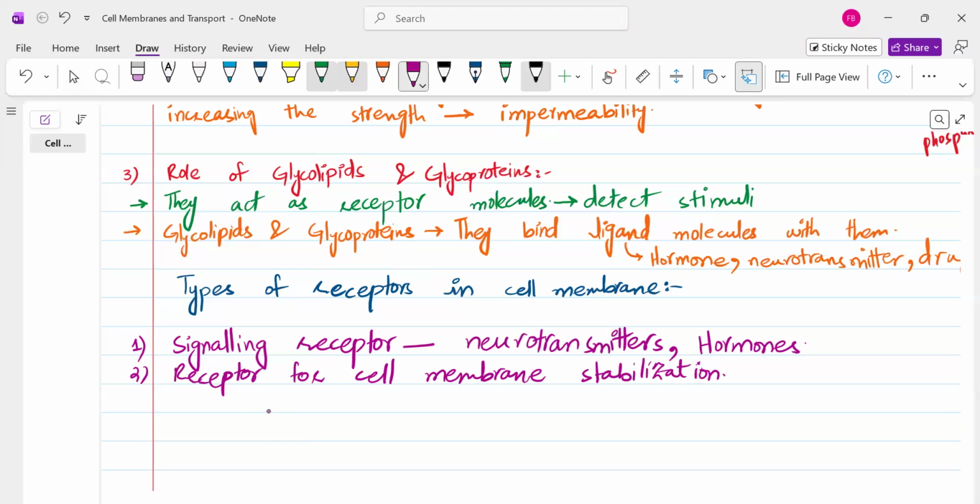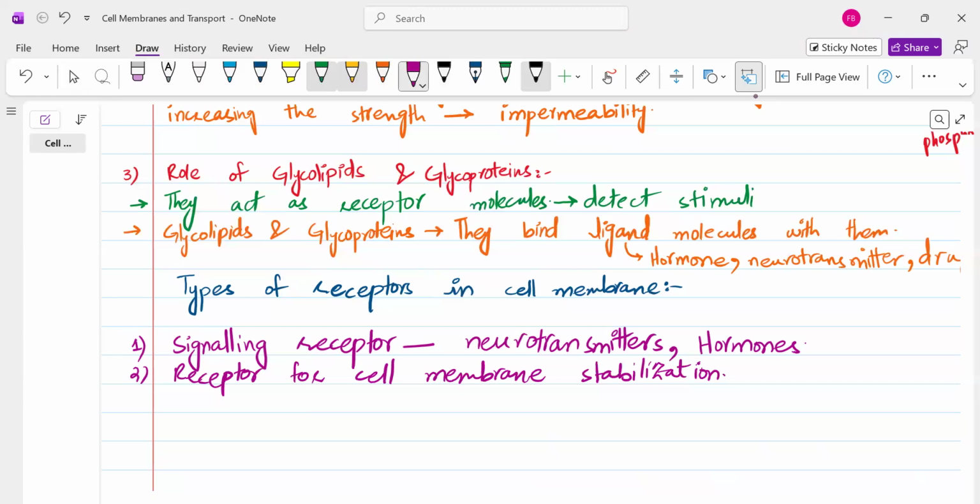And how these types of receptors work. Just like we have discussed the function of different things, if they ask you about the receptors which are responsible for the stabilization of the cell membrane, and they ask you how they work, you must know that when we talk about stabilization, these types of receptors help in the stabilization of the cell membrane by adhering some of the substances on them.